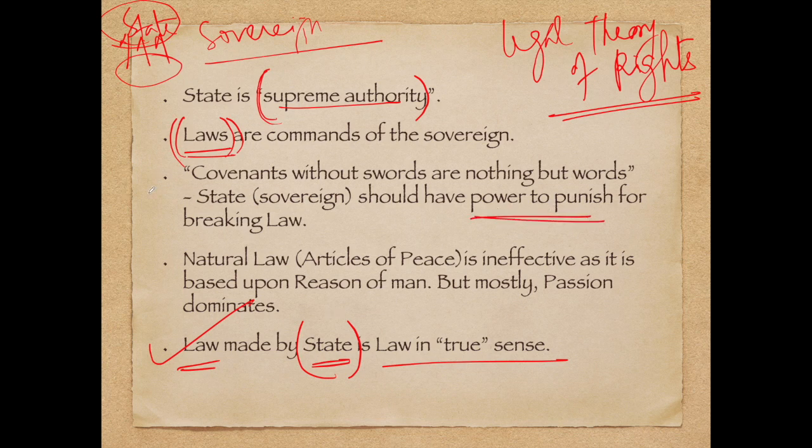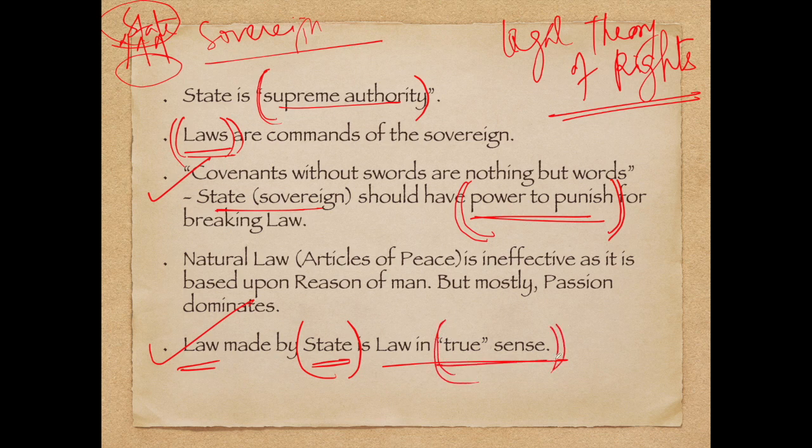In this context he said that covenants without swords are nothing but words. So the state, the sovereign, should have the power to punish someone who disobeys the law. If I steal, if I'm a thief, if I'm a dacoit, then the state should have the power to punish me. The state should have the resources, like the police and some other kind of enforcement machinery. These resources are there with the state to punish the people who disobey the law. This is why it's the true form of law.